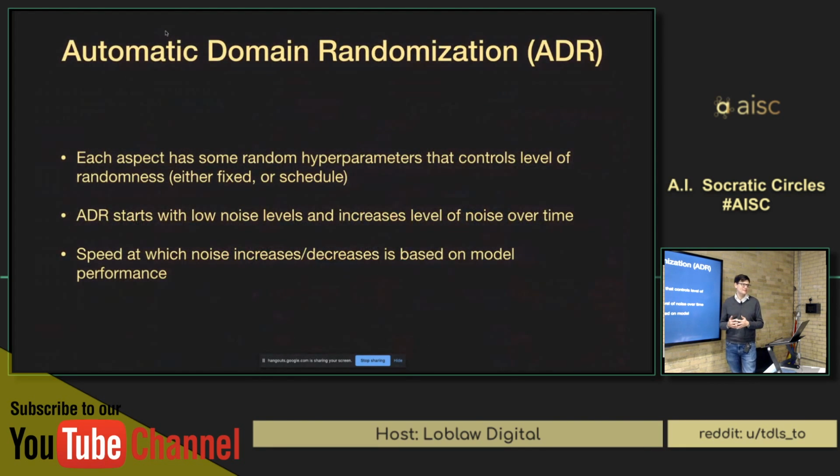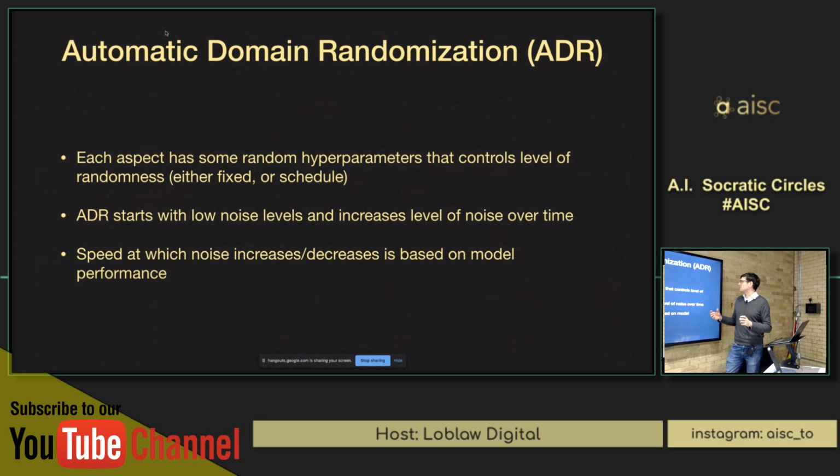And here the biggest contribution of this paper was a method they called automatic domain randomization. As you see, for the vision, for the filter, for the joints or whatever, each of your random noise has some type of hyperparameters which control what type of noise is added to your model. And automatic domain randomization controls the level of randomness.